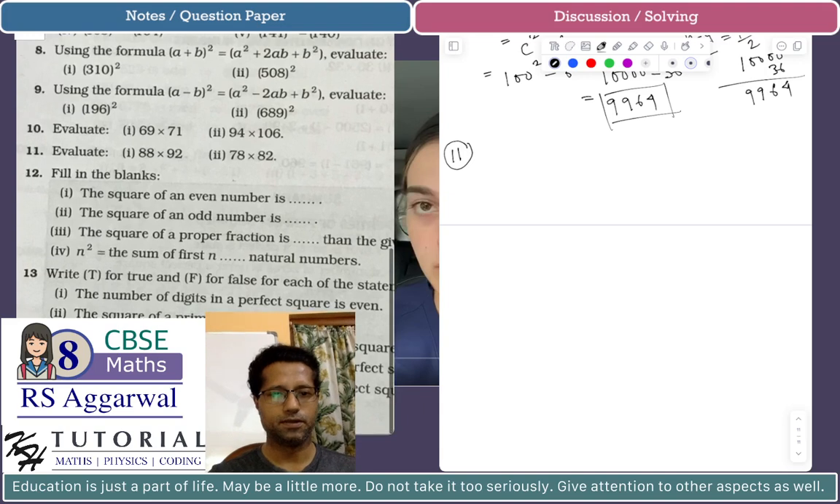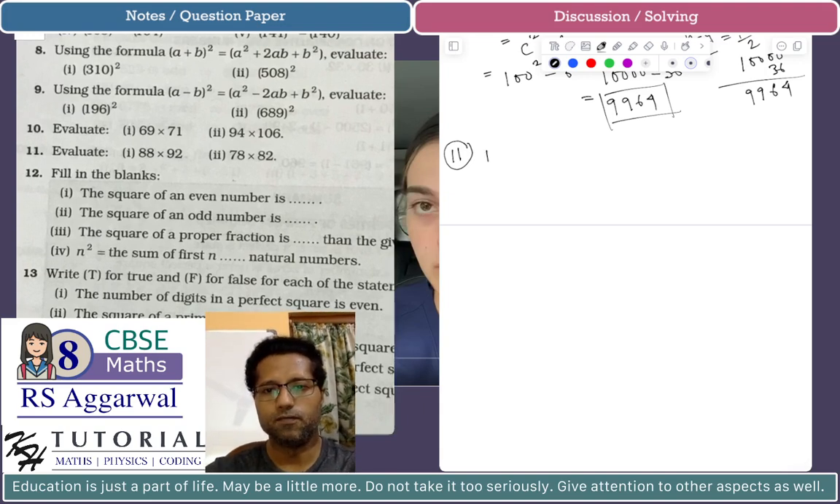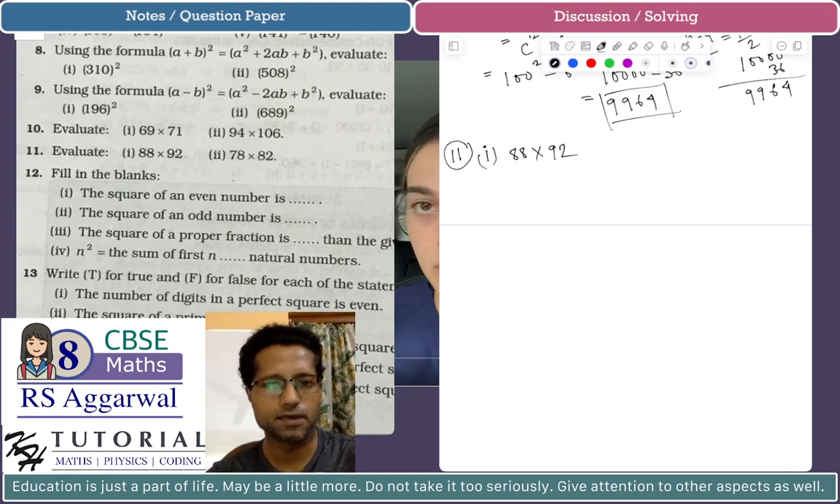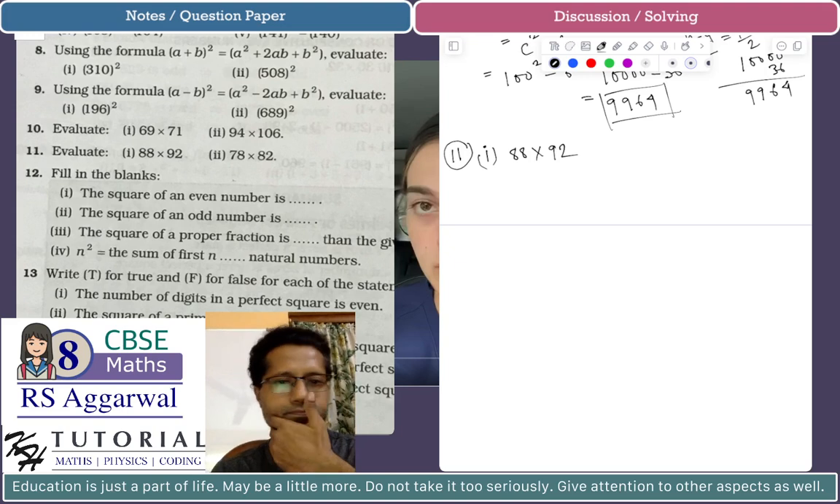Problem number 11 is part 1. Evaluate 88 multiplied by 92. Let's see if we can apply the same concept as we applied for part 2 of problem number 10. So 88 and 92. So this is A and this is B.